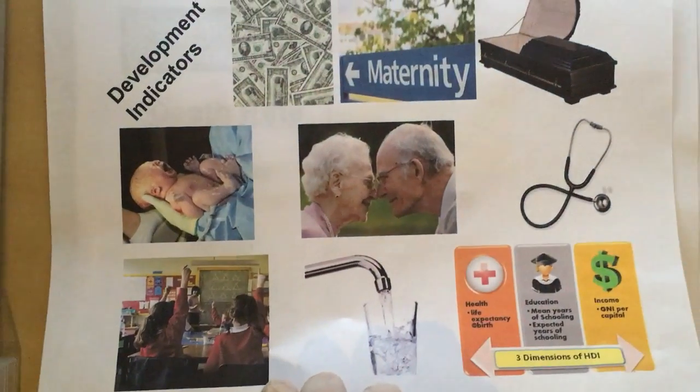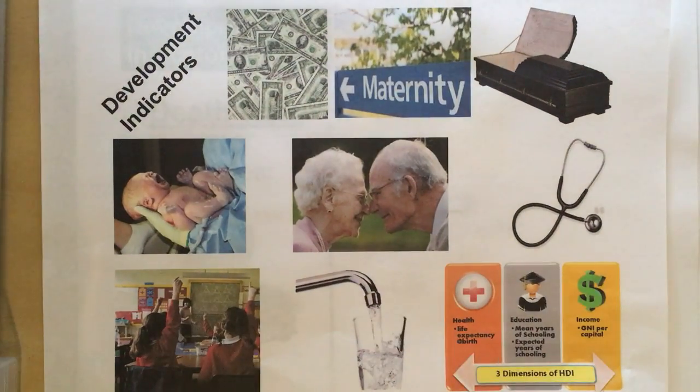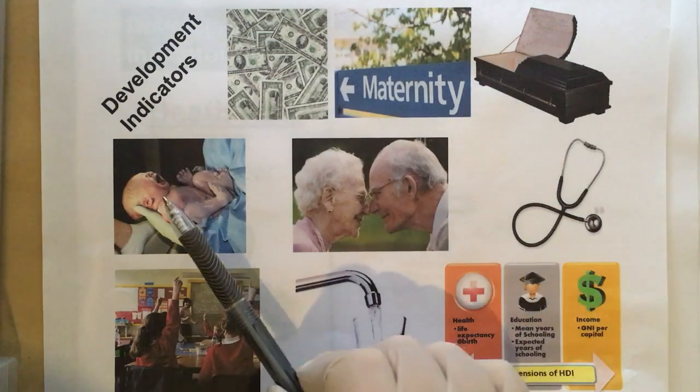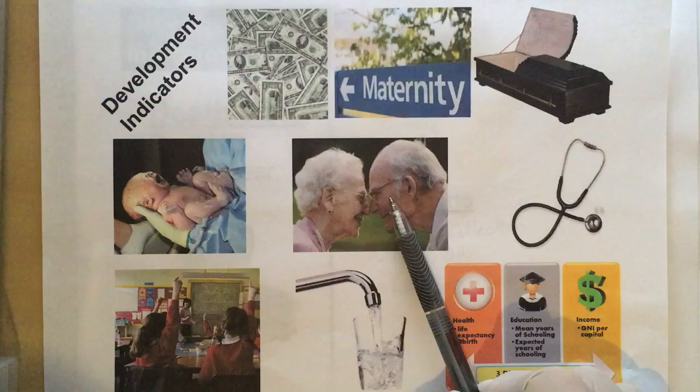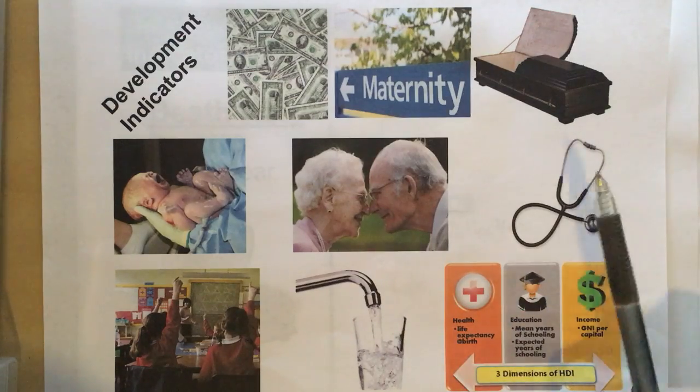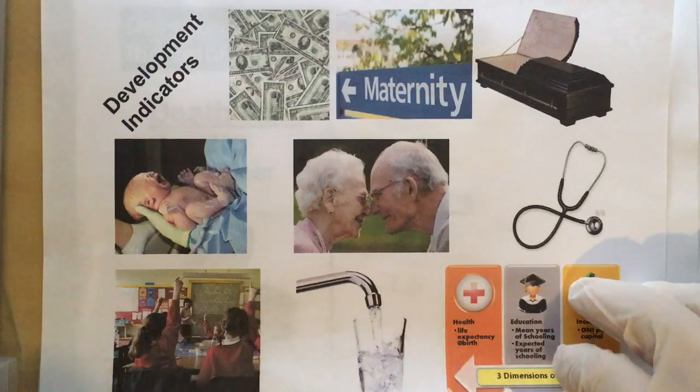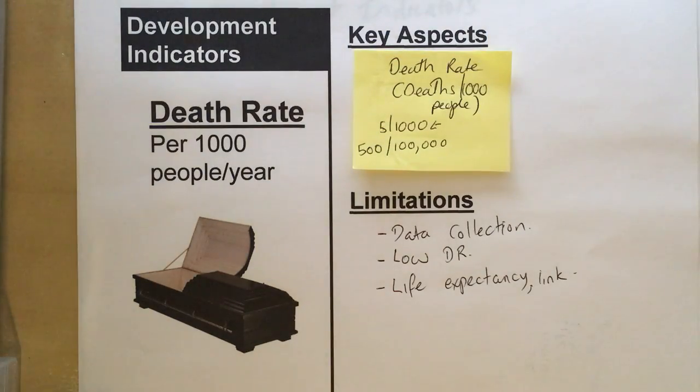In a previous video we looked at different types of development indicators, which briefly were GNI, birth rate, death rate, infant mortality, life expectancy, people per doctor, education, access to safe water, and HDI, a composite indicator. So today, particularly, we're going to look at death rate.